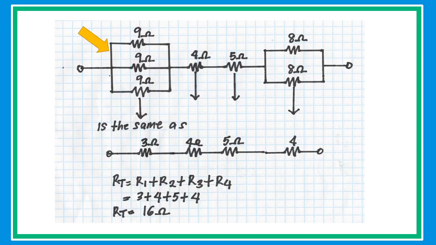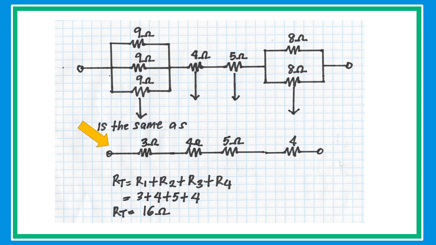Our next example looks like it's hard to divide and conquer. But to be honest with you, this is very simple with a few tricks and techniques. First, the three 9 ohm resistors are connected in parallel. As in our previous example, if we have 3 resistors or more connected in parallel with the same value, just simply divide the value of the resistor by the total number of resistors, and the equivalent resistance is 3. Next, since the two 8 ohm resistors are the same value and connected in parallel, just simply get half of the value of 8 to get the equivalent resistance of 4 ohms.